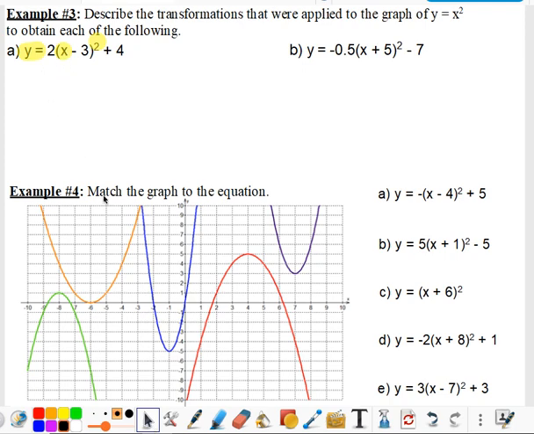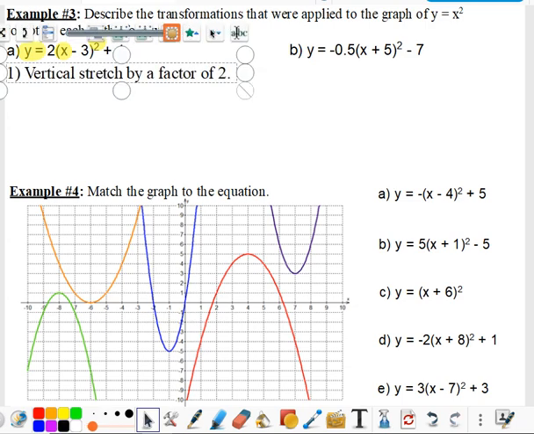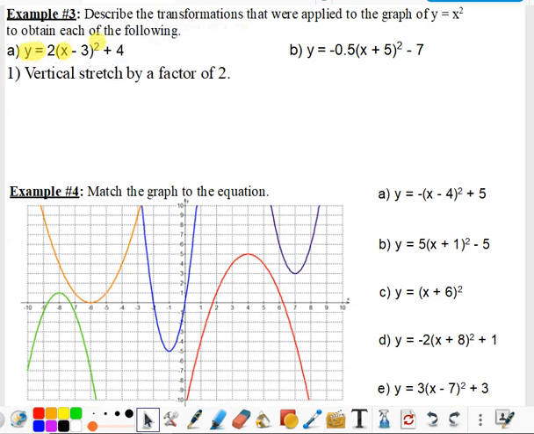So I personally work from left to right. So the first thing I'm going to look at is this a value of 2, right? So the a value of 2, well, actually, maybe we should think about the reflection. There's no reflection here at all. It's certainly just positive. But this a value of 2 indicates that there is a vertical stretch by a factor of 2. So you can put like number 1. The first transformation is the vertical stretch by a factor of 2. That's the first thing that happened to y equals x squared.